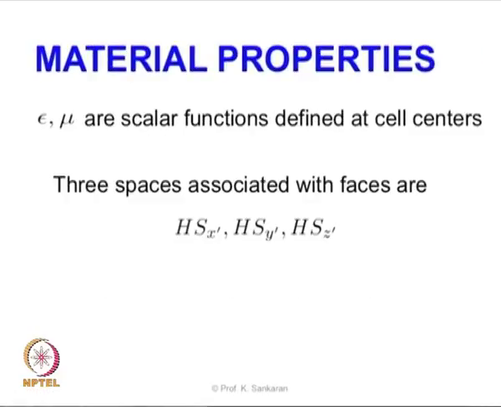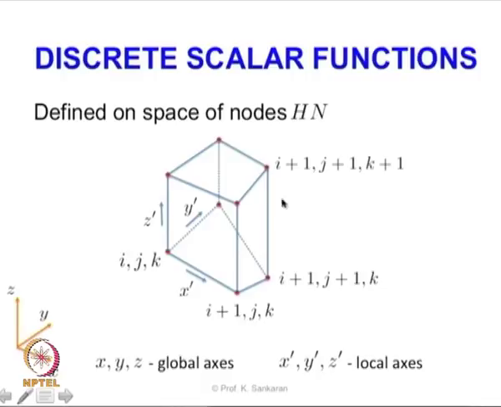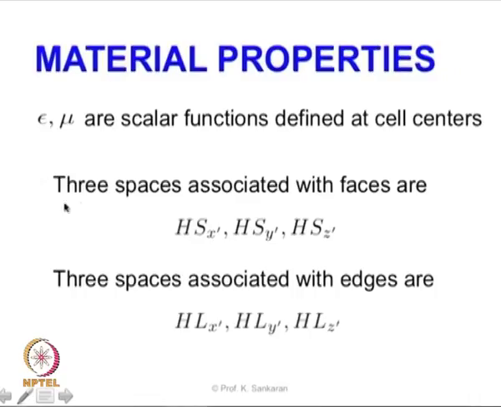The next important aspect here is the material properties. As you have seen before, epsilon and mu are the permittivity and permeability that we have been using, and these are scalar functions that are going to be defined at the cell centers. When I say cell center, these cells could be non-orthogonal grids, and the permittivity and permeability values are placed at the center of this particular cell. If you are in 2D, you are talking about the center of the surface. If you are in 1D, you are talking about the center of the edge. So the material properties are defined at the cell centers as scalar functions.